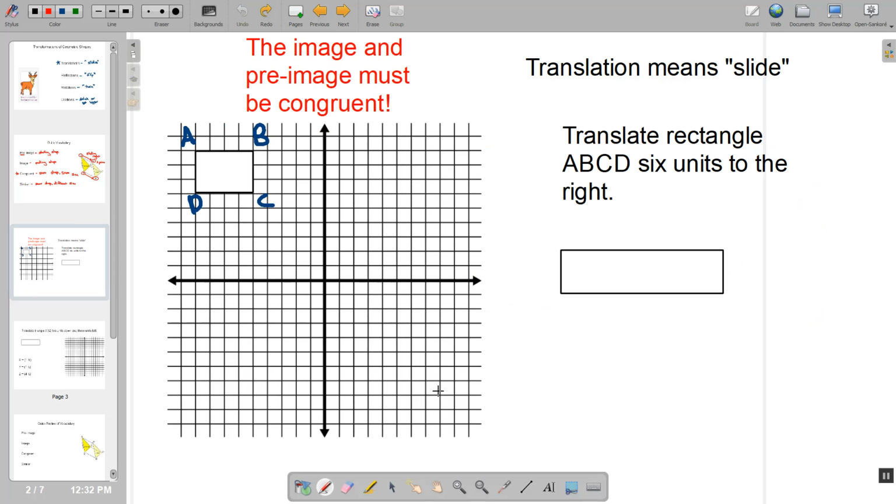So let's do an example here. We are going to translate the rectangle ABCD 6 units to the right. This means slide the rectangle 6 units to the right in this direction. Now, when we do a translation, what's important to remember is that the image and the pre-image must be congruent. So after I translate the shape, it should not change anything about the shape.